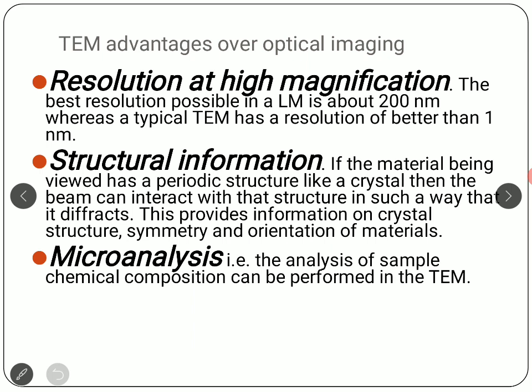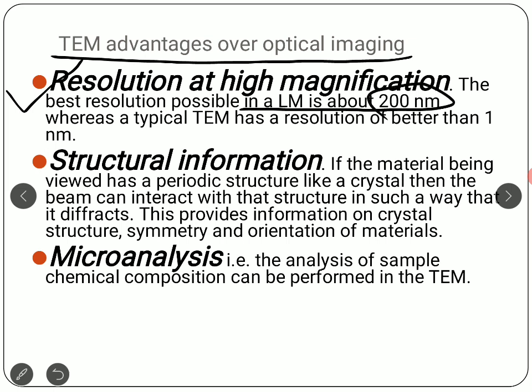Just as SEM, it has some advantages over optical microscopy, the most important being the resolution at high magnification. Even if you go for a very high magnification, the best possible resolution that light microscopy can give is just around 200 nanometers, which is quite far if you go into the atomic scale. But if you consider TEM, the resolution is less than 1 nanometer. The structural information being provided, light microscopy definitely cannot provide that, even if it provides it very superficially.